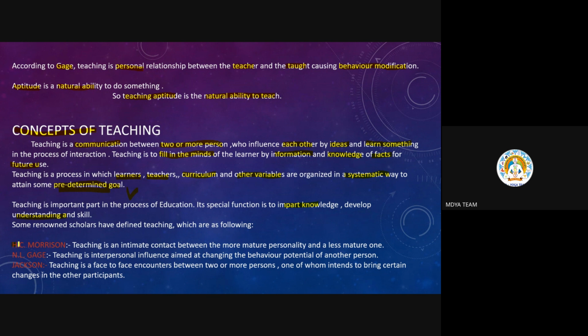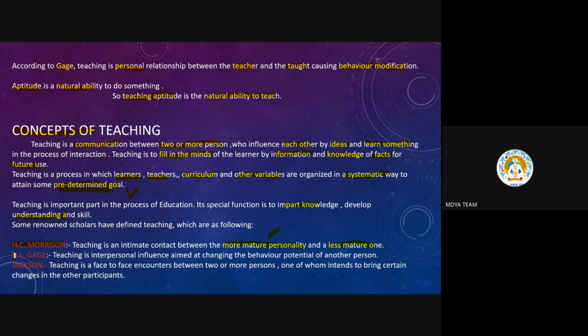Now, H.C. Morrison says that teaching is an intimate contact between the more mature personality and the less mature one. Morrison didn't term anyone as teacher or learner. He just said that in the process of teaching, there is one more mature personality and the other is less mature. Both are mature, but one is more mature, the other is less mature.